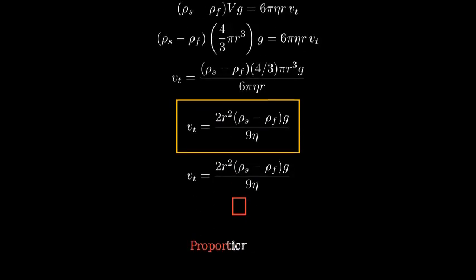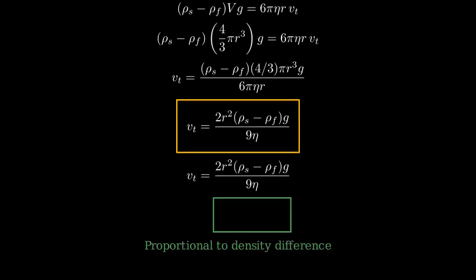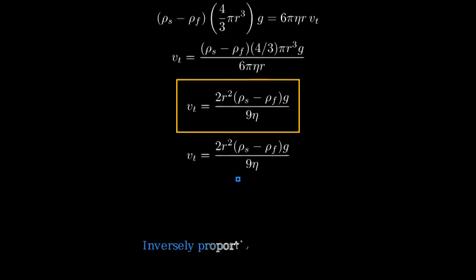The terminal velocity is proportional to the square of the radius. This means if we double the radius, the terminal velocity increases by a factor of 4. The terminal velocity is directly proportional to the density difference between the sphere and the fluid. The greater this difference, the faster the sphere will fall. The terminal velocity is inversely proportional to the viscosity of the fluid. In more viscous fluids like honey, objects fall more slowly than in less viscous fluids like water.